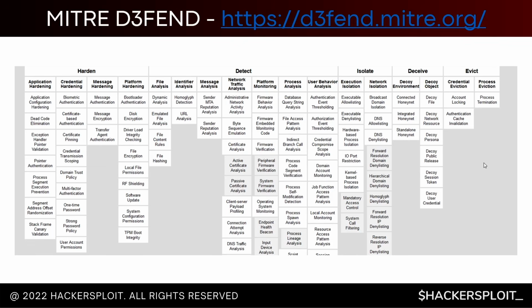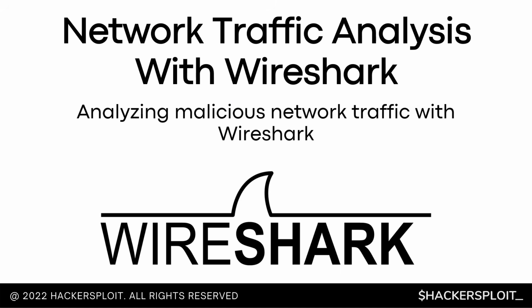So you can see it's broken up into the following sections. You have harden, detect, isolate, deceive, and evict. We'll be using this as a guideline, and as you can see under detect, this is where we're going to be starting off with network traffic analysis. The objective of this video is to introduce network traffic analysis with Wireshark and showcase a few exercises as to how that will help you understand how to detect malicious or suspicious network activity that has been captured in a PCAP file. With that being said, we can get started with the content pertinent to this video.